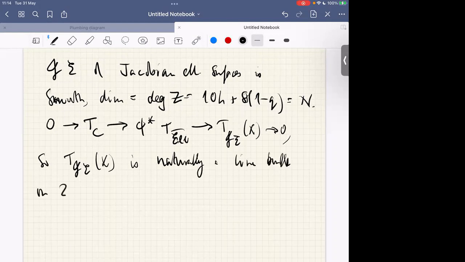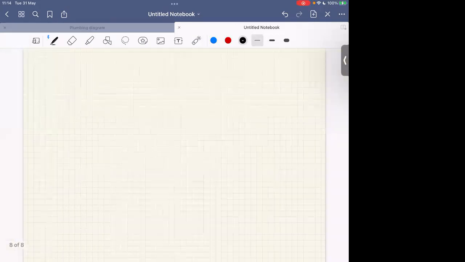On Z. Now, our assumptions on Z, well, let me, okay. And before I bring in the cohomology, let me remind you what the geometry of this stack looks like.